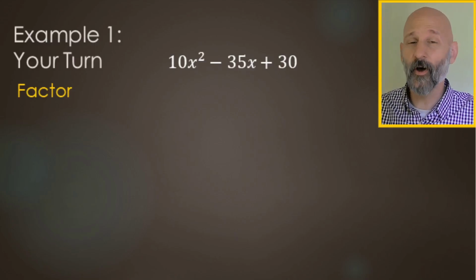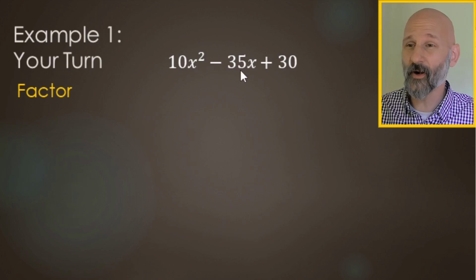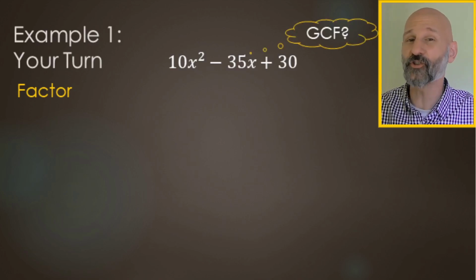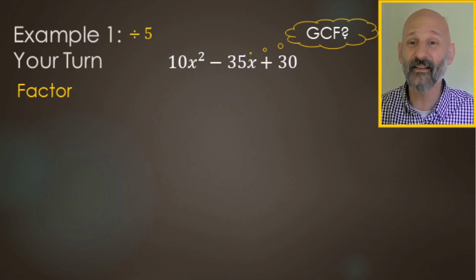Pause the video, then come on back and see how you did. So here we go. We're going to factor 10x squared minus 35x plus 30. Now on every one of these, do check first, is there a greatest common factor that we can undistribute? Is there a number that divides 10, 35, and 30? And yes, there is. It's a 5, right? So we're going to divide out or undistribute the 5.